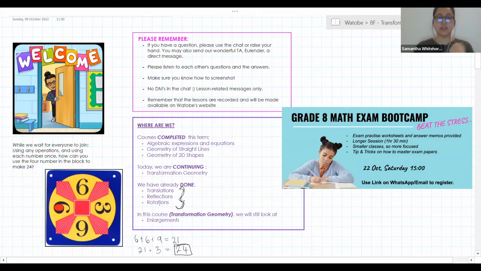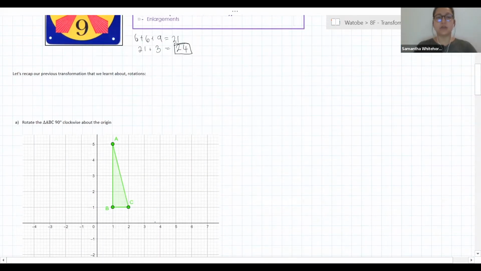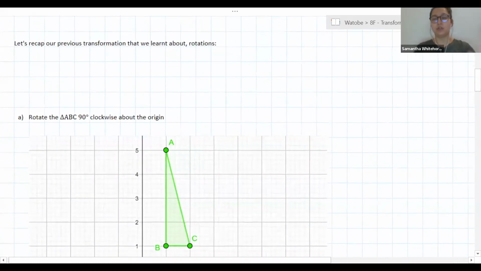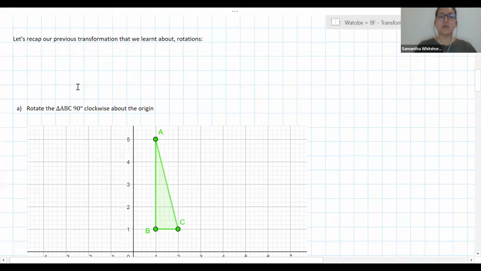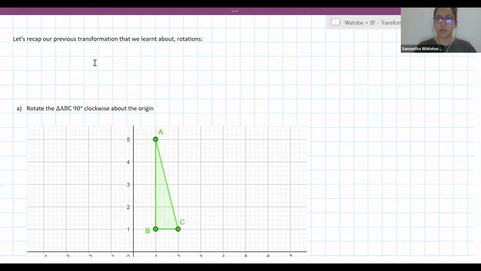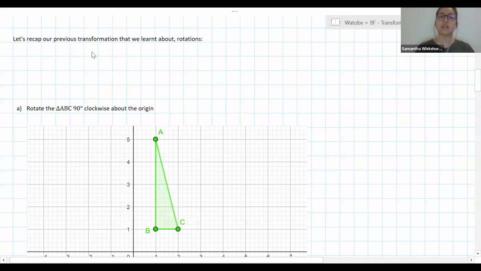Alrighty, let's jump straight in. So like I say, we are currently busy with transformation geometry. And the last transformation that we spoke about was rotations. We're going to chat about all of the transformations that we dealt with on Wednesday as part of our revision, but the most recent one that we spoke about is rotations.